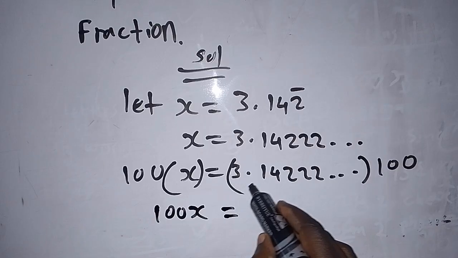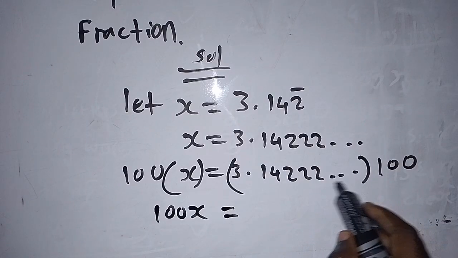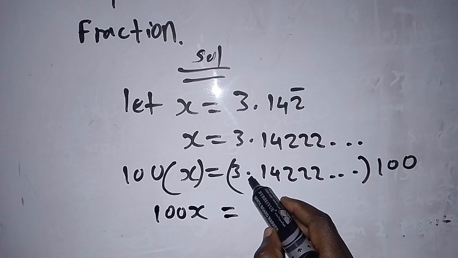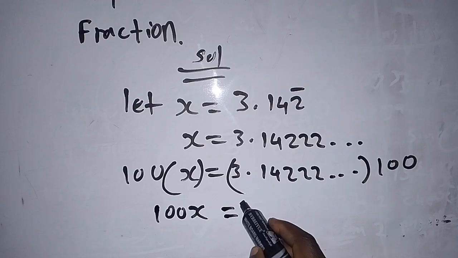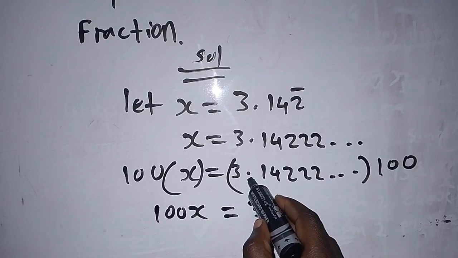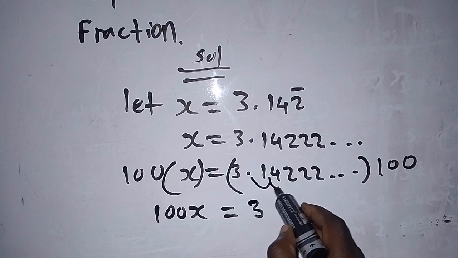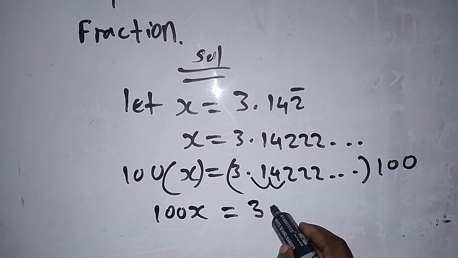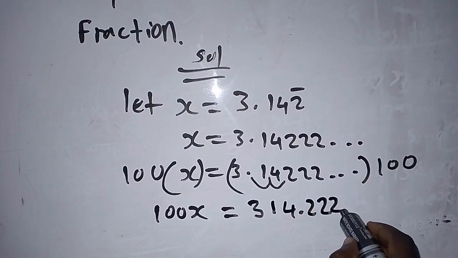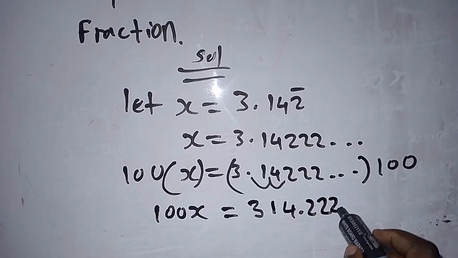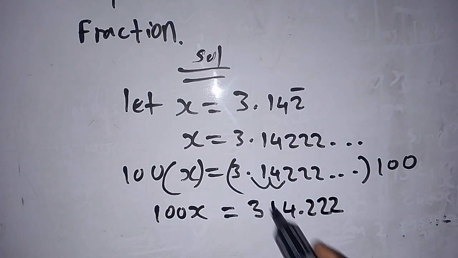Now what is 3.1422 times 100? It means I move the decimal point this side 2 times. When I move it 2 times, 1, 2, it will be between 4 and 2. So we have 314.222. That is when you multiply this number by 100.